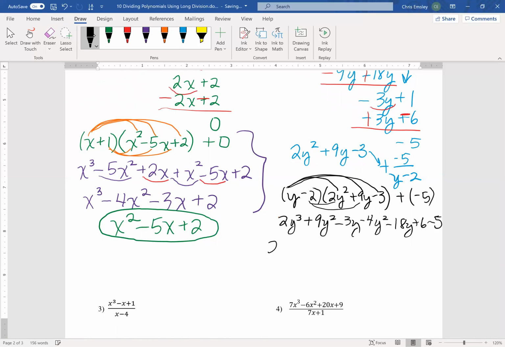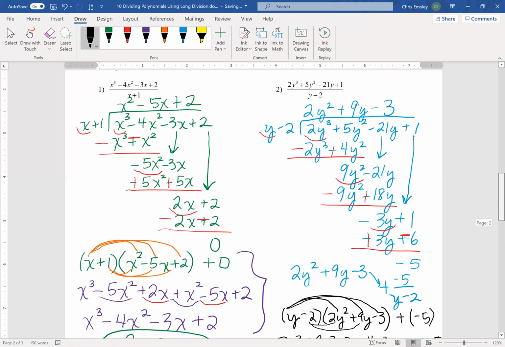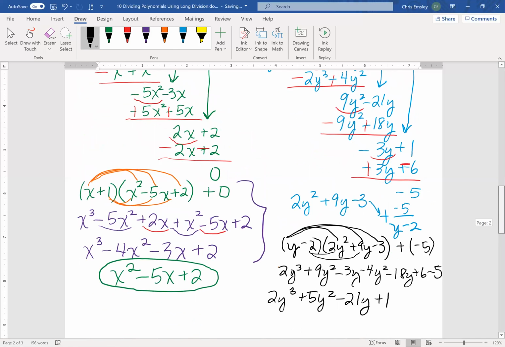Gather up your like terms. We have a 9y squared and a minus 4y squared. We have a negative 3y and a negative 18y. And then we have a plus 6 and a minus 5, and we want to check, does that answer match our original dividend up at the top? Let's see, our dividend was 2y cubed plus 5y squared minus 21y plus 1. It does, so that works. Remember, that was our check. Here was our answer. I kind of ran out of room and wrote it on 2 lines, but hopefully you can see that. There was our answer, and the work in black was our check.